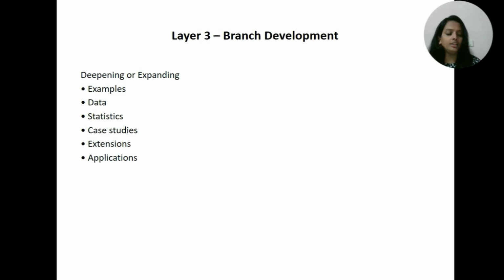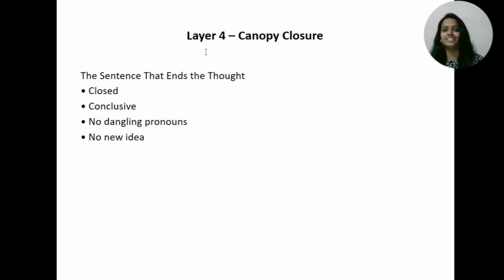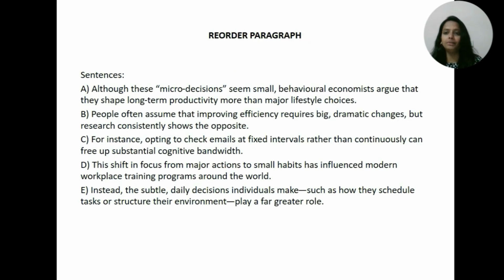Okay. And layer 4 is the canopy closure, the sentence that ends the thought. Yes. Here is the finishing sentence, which has a special feeling. Closed, conclusive, no dangling pronouns, no new idea. Yes. So this often mentions outcomes or the future. It gives the reader a sense of completion. Here you need to ask, if I read this sentence last, would I feel done or not? If yes, then that's your ending. Got it? Now let's move on to an example here.